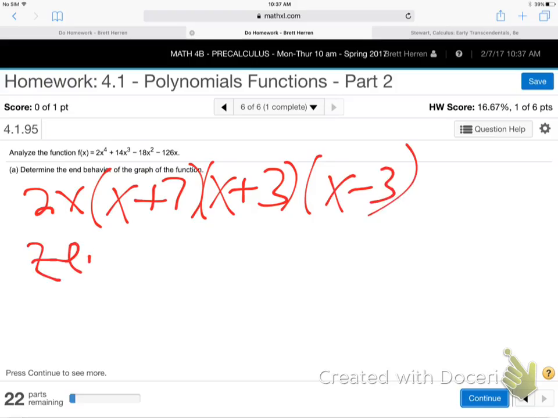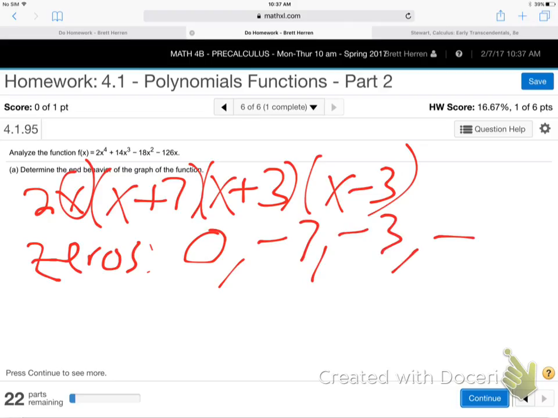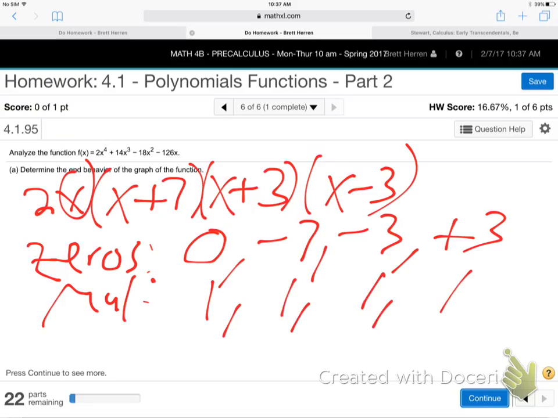All right, so the zeros are, this one is just 0. That's just x equals 0 makes that part 0. And -7, -3, and +3. And the multiplicity is 1. Everybody just has a first power. So they're all going to pass through, because they're all odd multiplicity, odd power. Nobody's going to bounce. So when we make the graph, it's going to pass through at 0, -7, -3, and +3.